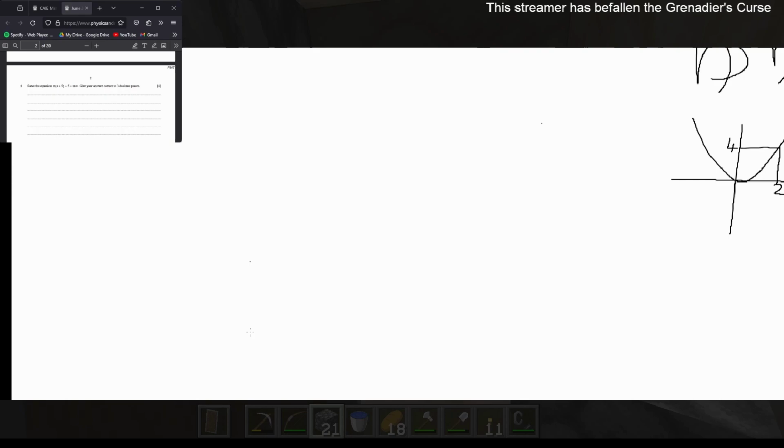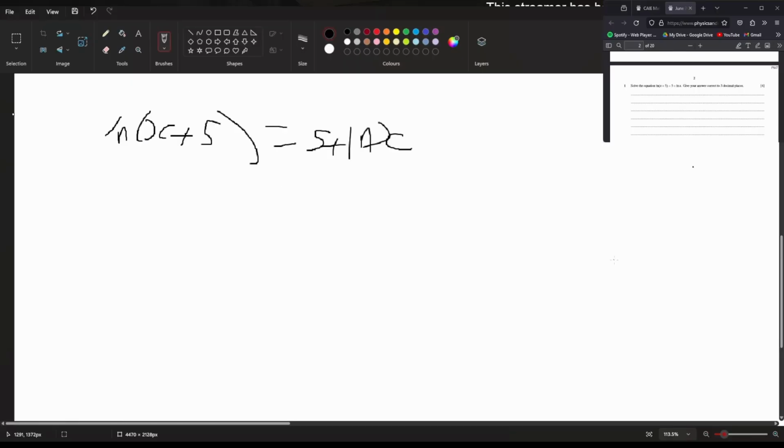We're gonna solve the equation ln x plus 5 equals 5 plus ln x. Let's just go over logs. The normal log. So what a log does, I don't really go quite in depth enough.